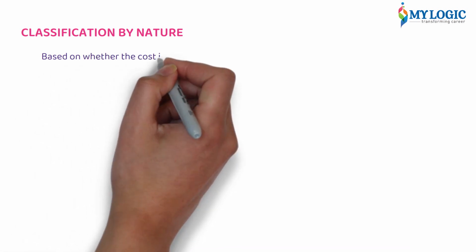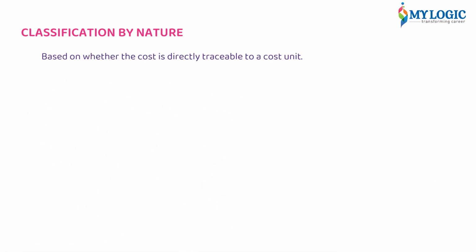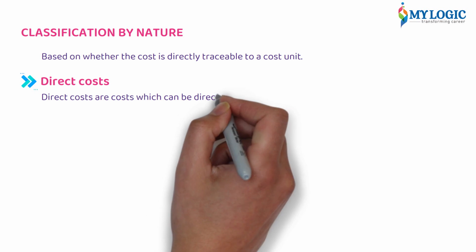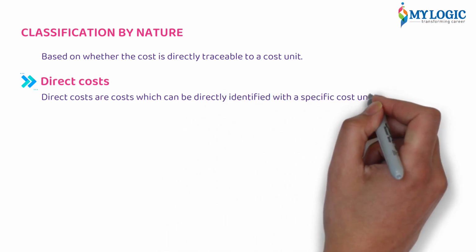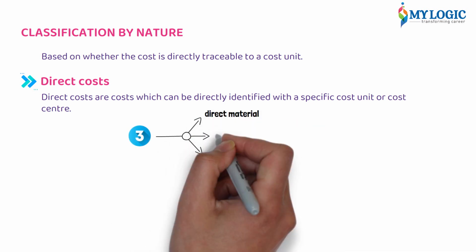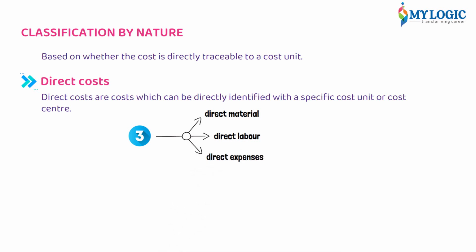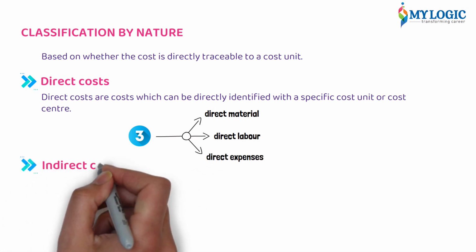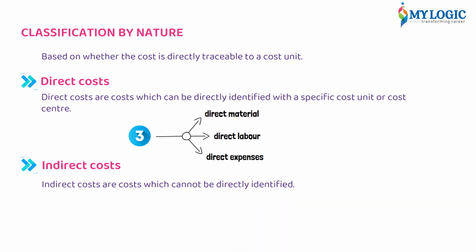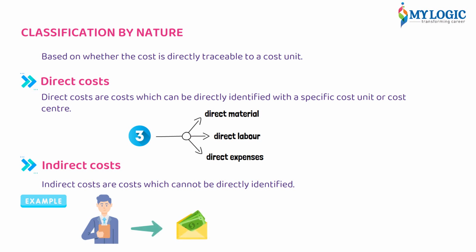Classification by nature. Based on whether the cost is directly traceable to a cost unit. Direct costs. Direct costs are costs which can be directly identified with a specific cost unit or cost center. There are three main types of direct cost: direct material, direct labor, and direct expenses. Indirect costs. Indirect costs are costs which cannot be directly identified. For example, supervisor's salary. The total of indirect costs is known as overheads.